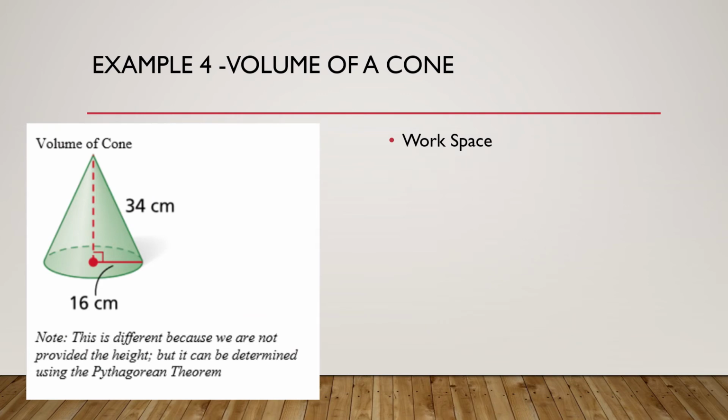On our next one, we're still working with a cone. So again, we're going to start with our formula. So volume is equal to pi r squared h divided by 3. So we have to find our radius. Well, that's given to us. So we know that it's going to be pi. My radius is 16 squared.